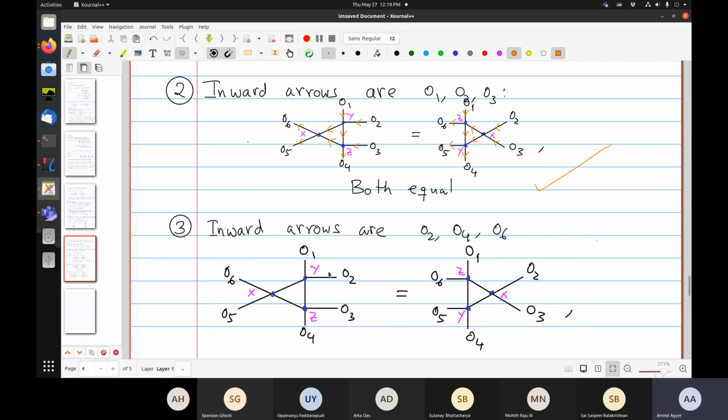Okay, so now O2, O4, O6 invert, O2, O4, O6 invert, O1, O3, O5 invert, O2, O4, O6 invert, O1, O3. Let me use two other colors because they're going to be two different configurations. So now you notice that in each position there's one incoming, one outgoing. So here, here, and here, and here, here, and here. So we have to check all possibilities.